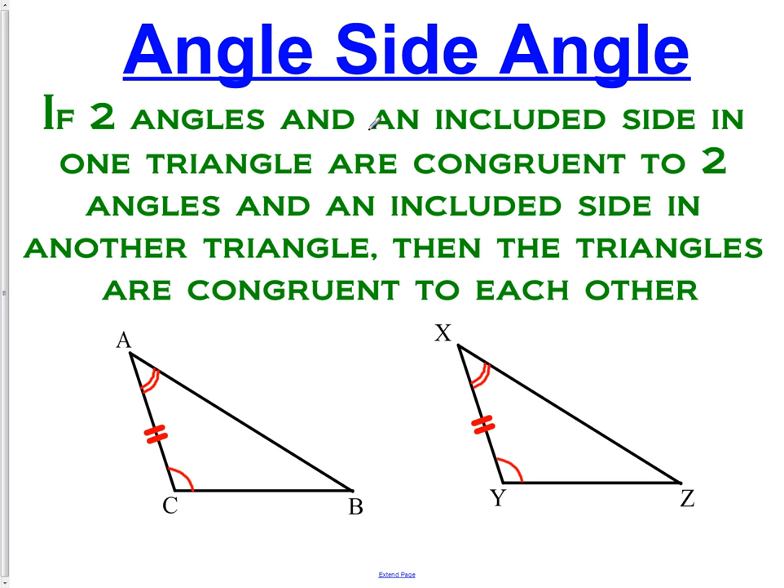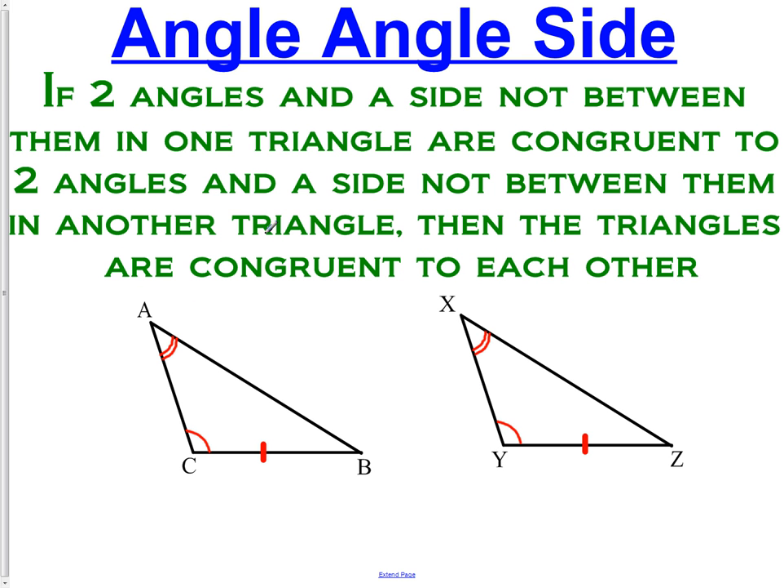Next is angle, side, angle. Very similar, if two angles and an included side in one triangle are congruent to two angles and an included side in another triangle, then the triangles are congruent to each other. We have an angle, included side, angle. Checking on the other one, we have angle, included side, and angle. The triangles are congruent to each other.